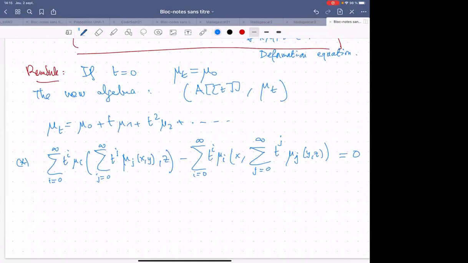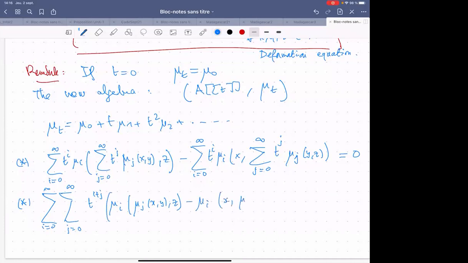Then now we use the linearity and try to rewrite this equation by putting together all the t's. Then what we will have here is a double sum now, i from 0 to infinity, j from 0 to infinity of t to the i plus j of mu i of x, mu j of y z, and this should be 0. Okay.